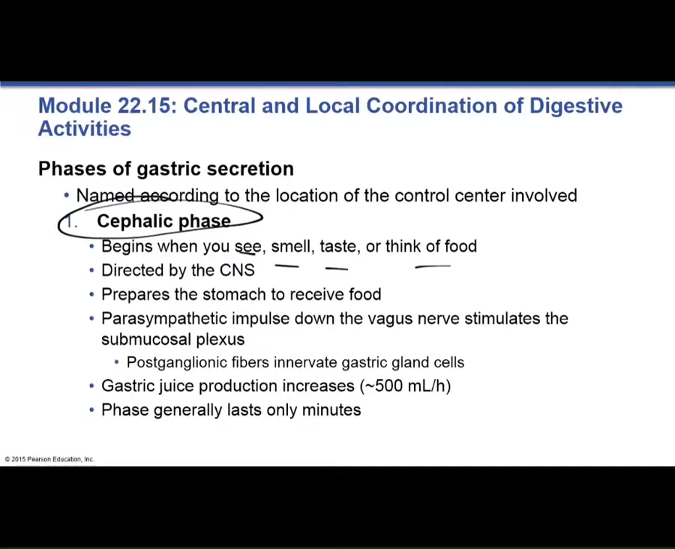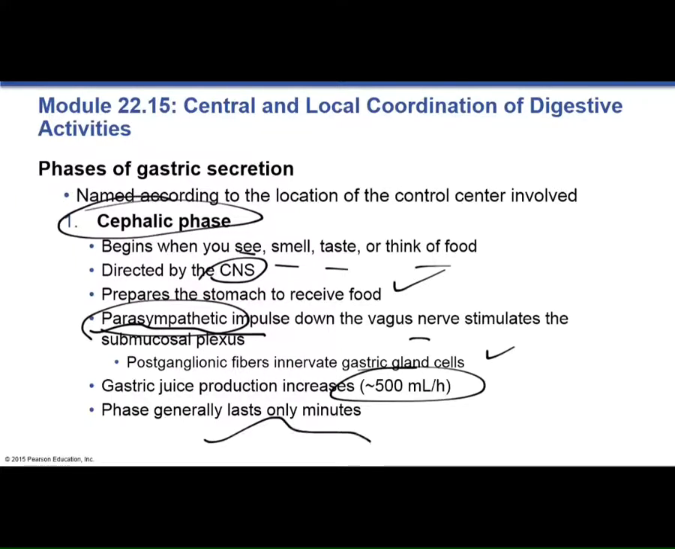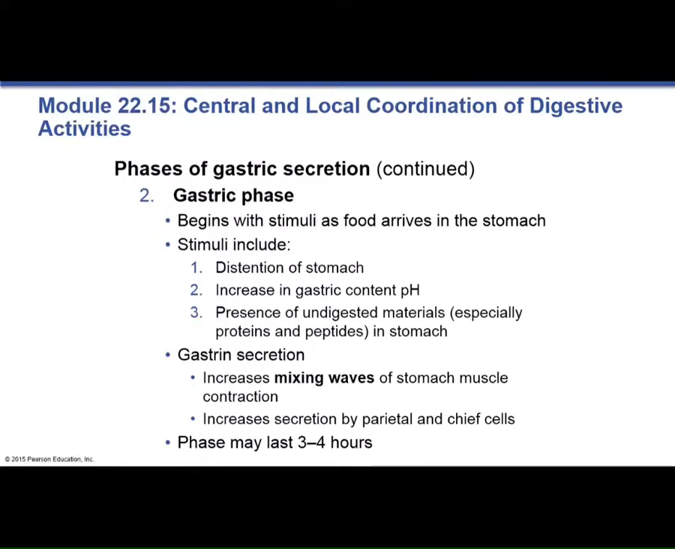This is going to be directed by your central nervous system. This is also going to increase gastric secretions. You're preparing your stomach for that food. You're also going to, through your central nervous system, send parasympathetic signals down your vagus nerve to increase your gastric gland secretion. You're going to start making more secretions. And this lasts only a few minutes. So you're thinking about a meal, and if it happens, great. If it doesn't happen, you'll kind of go away. But this is the cephalic phase, followed by the gastric phase.